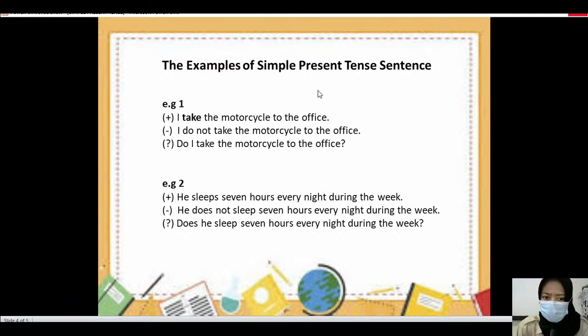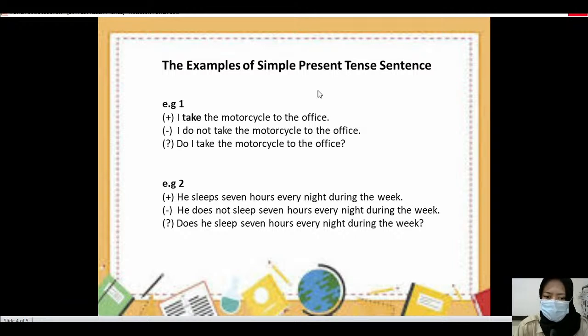In the positive, take is verb 1, and the complement of the sentence is the motorcycle to the office. Meanwhile, the subject is I. You can also use you. For example, you take the motorcycle to the office. You don't take the motorcycle to the office. And then interrogative is, do you take the motorcycle to the office? You can make different sentences with the subjects I, you, we, they. It is do. You get it?